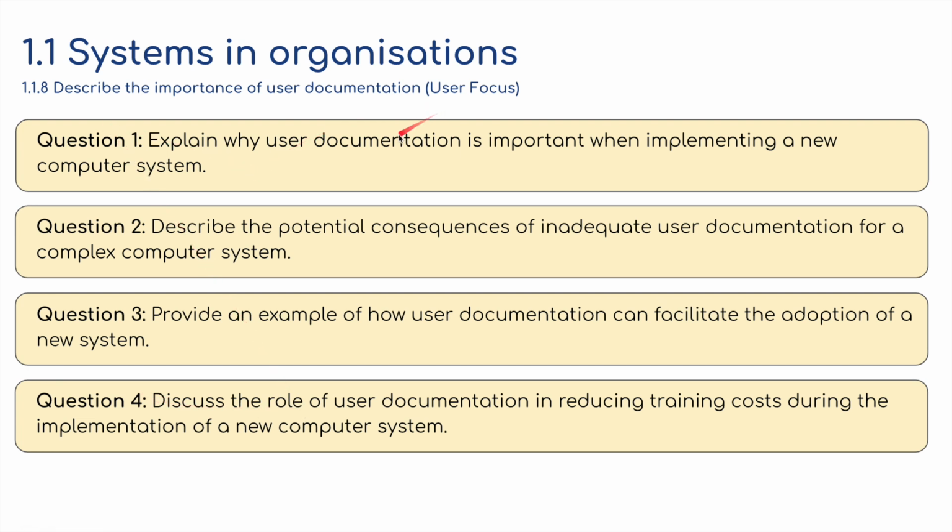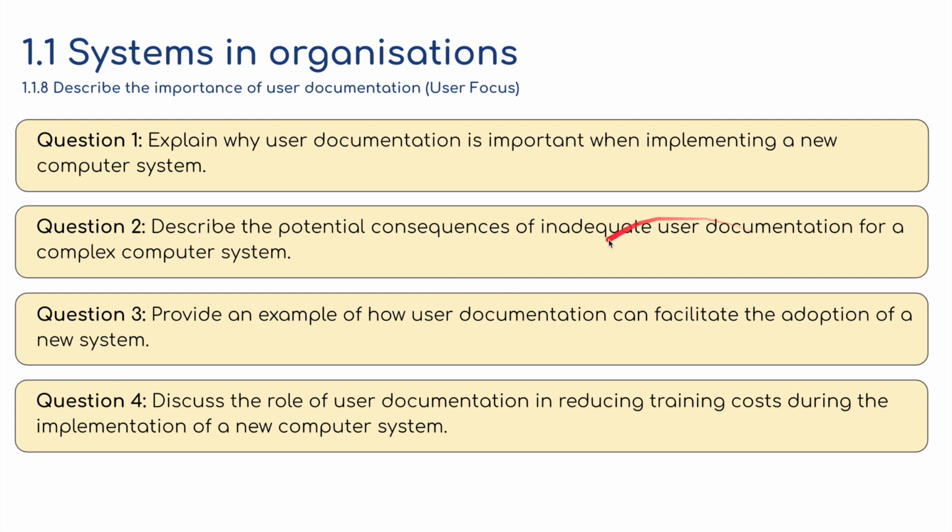Again, as always, I've got some exam questions from past papers. 4 questions here. Number 1, explain why user documentation is important when implementing a new computer system. Question 2, describe the potential consequences of inadequate user documentation for a complex computer system. Question 3, provide an example of how user documentation can facilitate the adoption of a new system. And question 4, discuss the role of user documentation in reducing training costs during the implementation of a new computer system.